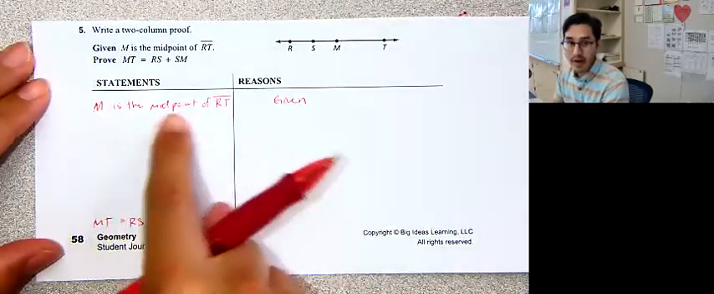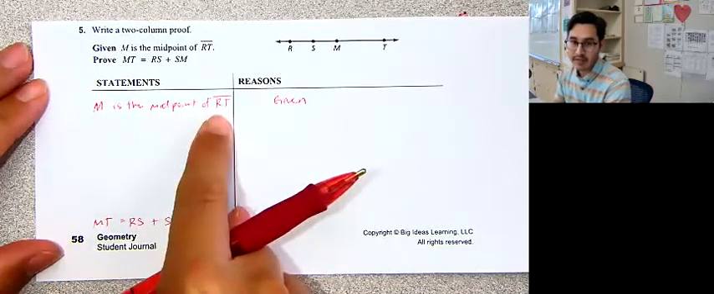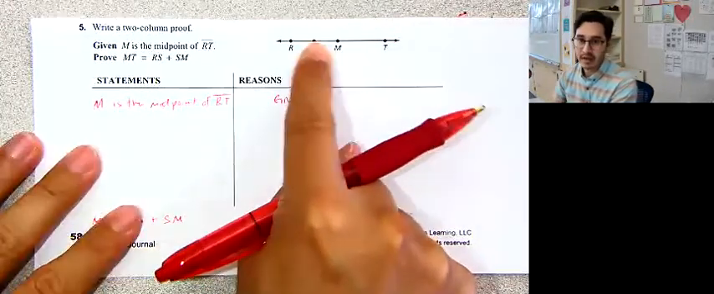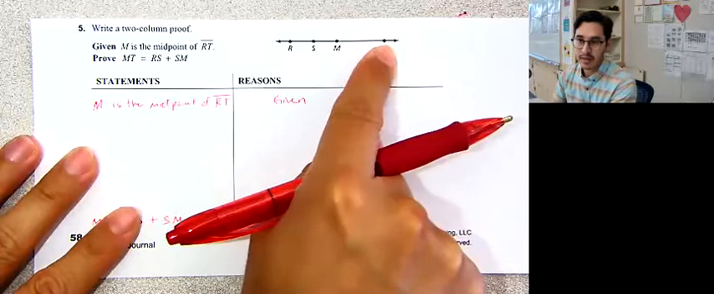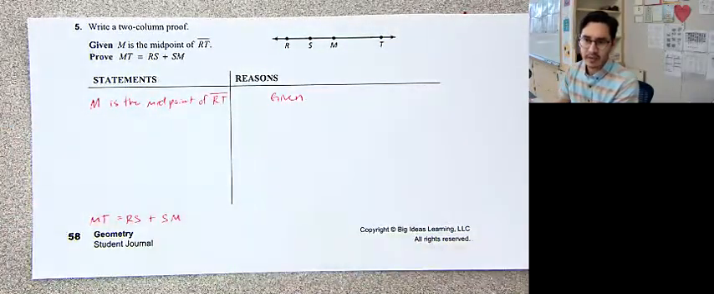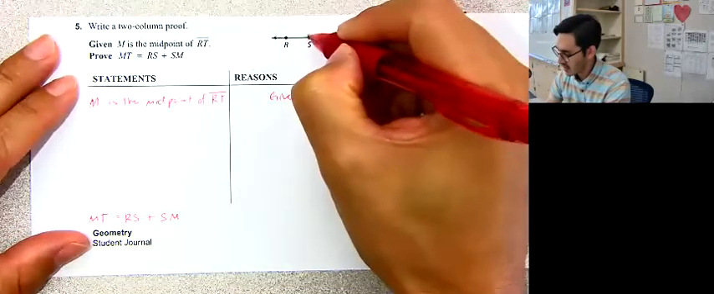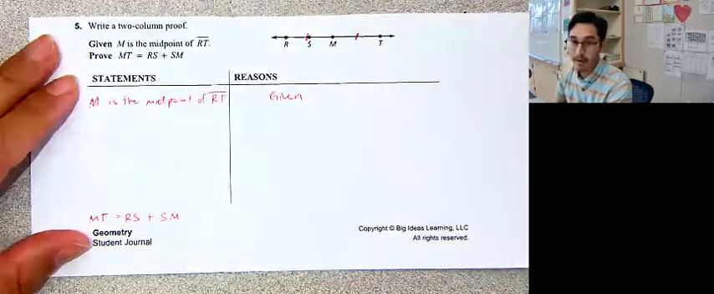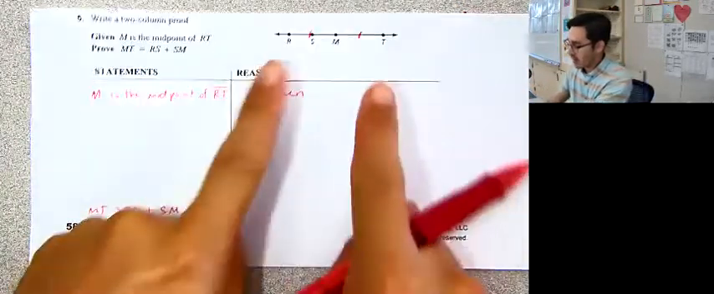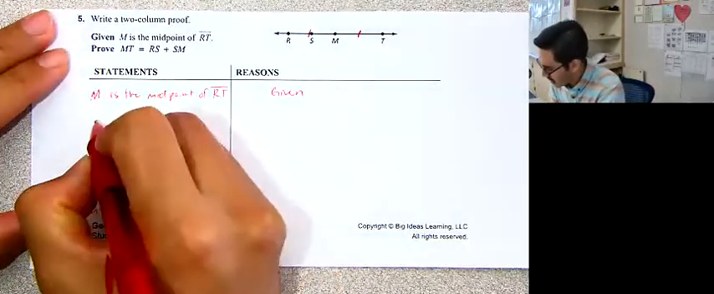Right, so let's go back to our first statement. Okay, M is the midpoint of RT. So point M must be in the exact middle of the segment RT. So if it's in the exact middle, then it's dividing that segment into two equal halves. So MT is going to be the same length as MR. So I'll put little red tick marks to just remind myself that those two segments are congruent. And so let's go ahead and write that.